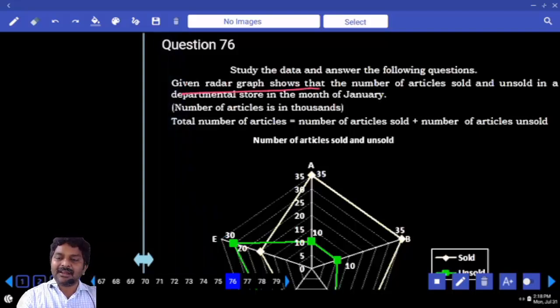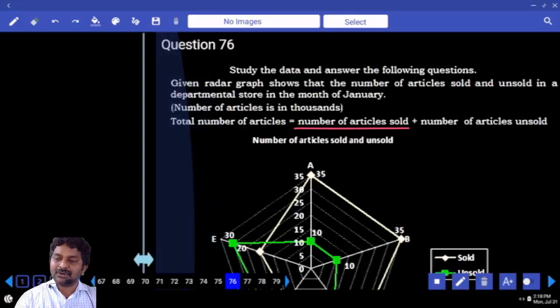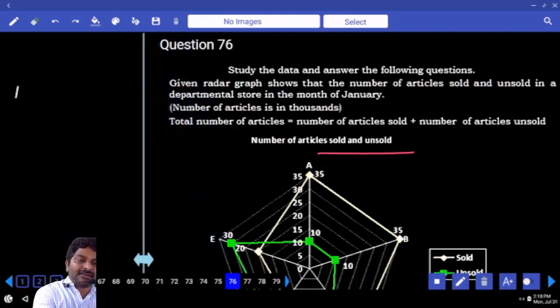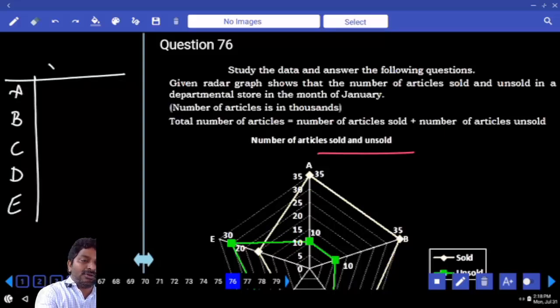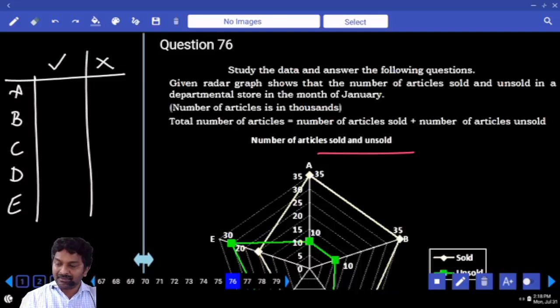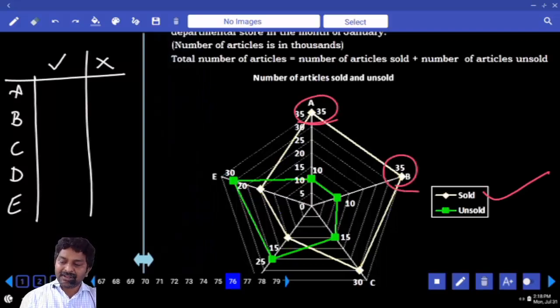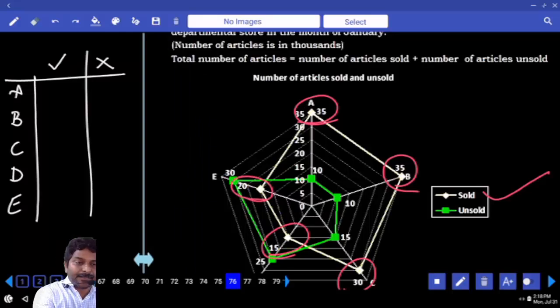The given radar graph shows the number of articles sold and unsold in a departmental store in the month of January. Total number of articles is the number of articles sold and then articles unsold. Given data is about sold and then unsold, right? A, B, C, D, E, and everywhere we have sold and then unsold. Sold values, white color, diamond in shape. Tell me the numbers. 35, 35, 30, 15, and then 20.